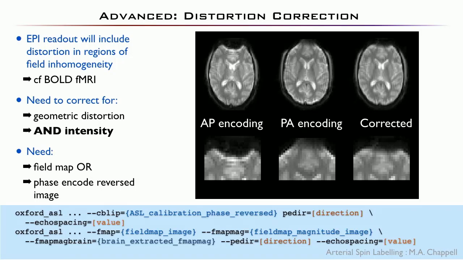calibration image twice with different phase encoding, and then combine it together using one of the standard tools for this. So in this case, we've got anterior-posterior and posterior-anterior encoding, and you can see quite large distortion effects around where we'd expect them to be, and we can correct for that. But we have to be particularly careful with ASL, because we are doing absolute quantification, that we correct not just for the spatial distortion, but also the intensity changes associated with that.